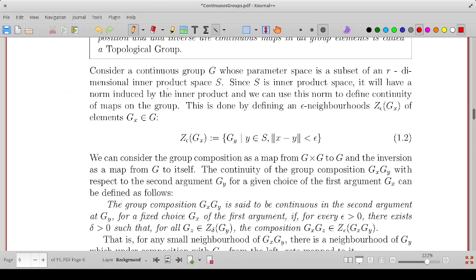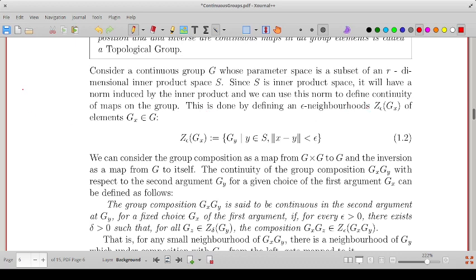For example, it could be a subspace of Rn, the n-dimensional real space. Now, since S is an inner product space, it will have a norm defined by the inner product, and we can use this norm to define the continuity of the maps. And this is done by first defining what are called the epsilon neighborhoods of the group elements.